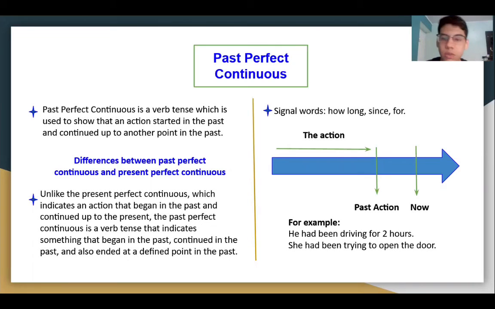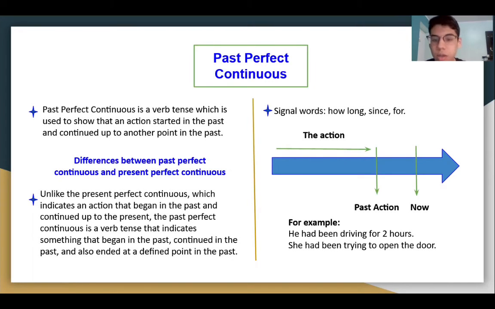We have three sign words of past perfect continuous. We have how long, since, and for. In this slide, we have a little representation of past perfect continuous. We have the blue arrow that represents the time, and we have the three green arrows: one is the present or now, another is the past action, and the other is the action in progress in the past.